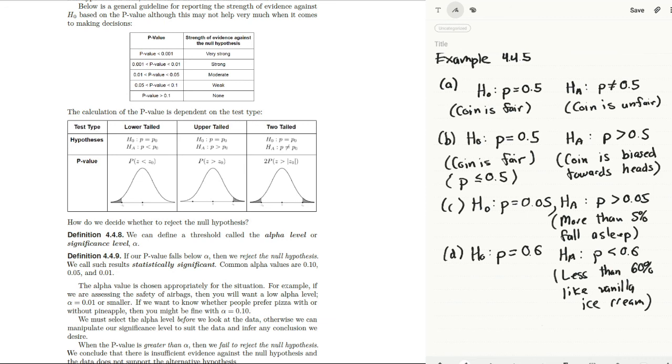So this will conclude our introduction to hypothesis testing. In the next video, we will look at a structured path for hypothesis testing with a few examples, and I'll see you then.